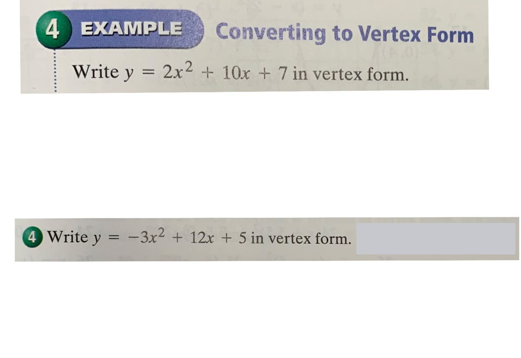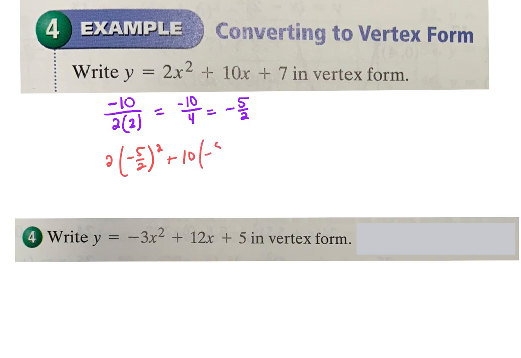We are going to say, well, I have negative b over 2 times a. All right, negative b over 2a, and they were nice and gave us a fraction. All right, so we have negative 10 over 4, which is negative 5 halves. And then to find the y value, or the k of my vertex, I'm going to plug that in. So I'm going to say 2 times negative 5 halves squared plus 10 times negative 5 halves plus 7.